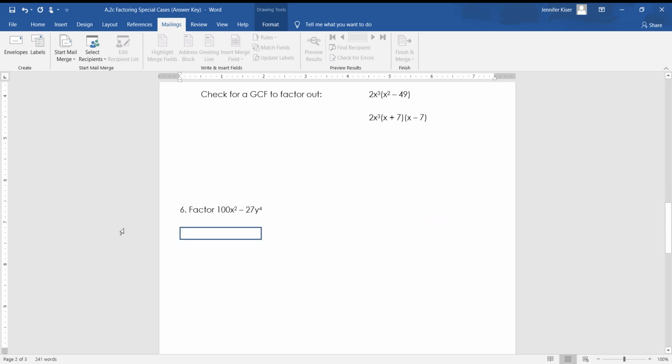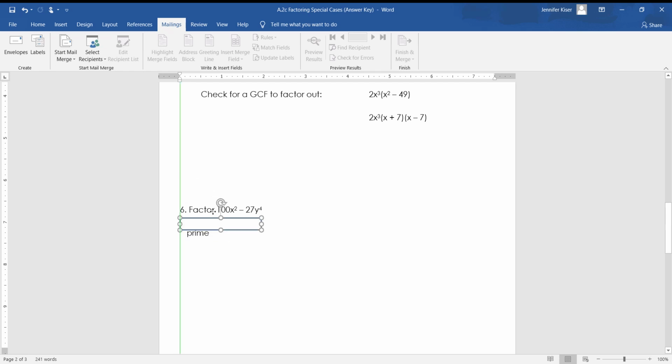And then for your next one here, 100x squared minus 27y to the fourth. I would check to make sure if there's a GCF you can factor out. 27 would be the biggest factor here, and that wouldn't go into your 100. The other factors of 27 are 9, which wouldn't go into the 100, and 3 wouldn't go into the 100 either. And you can't take any variables from both. So you can check to make sure these are both perfect squares. 100x squared would be a perfect square because that'd be 10x. And y to the fourth is a perfect square, but 27 isn't. Nothing times itself will give you 27. So this will be prime for this one.